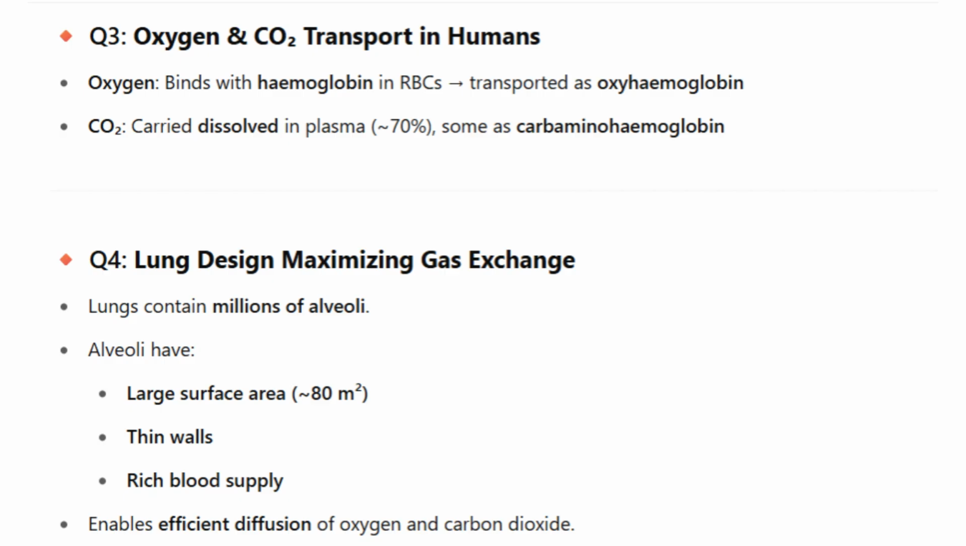Q4. Lung design maximizing gas exchange. Lungs contain millions of alveoli. Alveoli have a large surface area, 80 m², thin walls, and a rich blood supply, which enables efficient diffusion of oxygen and carbon dioxide.